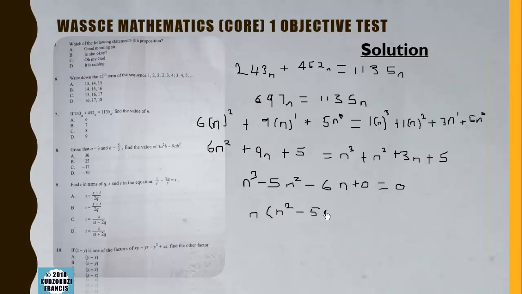So you factor n out to obtain n squared minus 5n minus 6 equals 0. So we factor further to obtain n plus 1 into n minus 6 is equal to 0. So n is either equal 0 or n equal 6 or n equal negative 1. So the correct answer is 6.